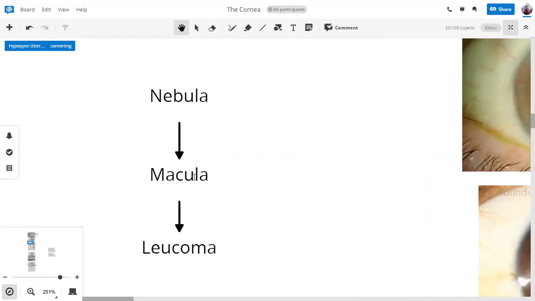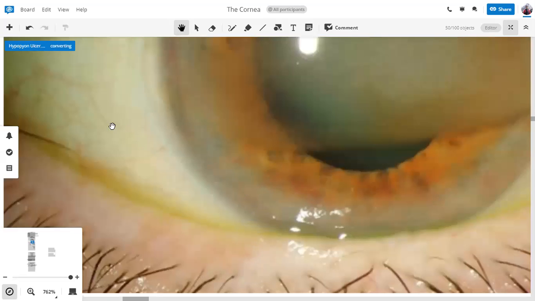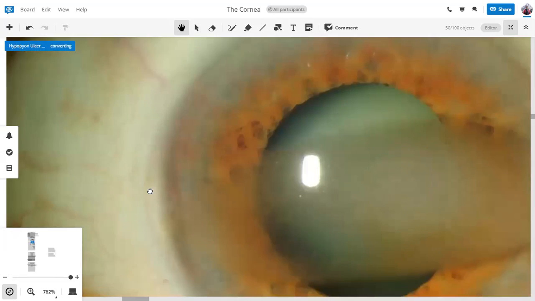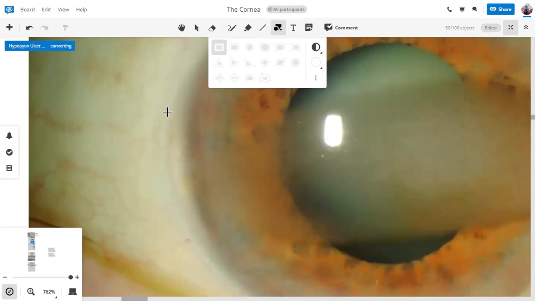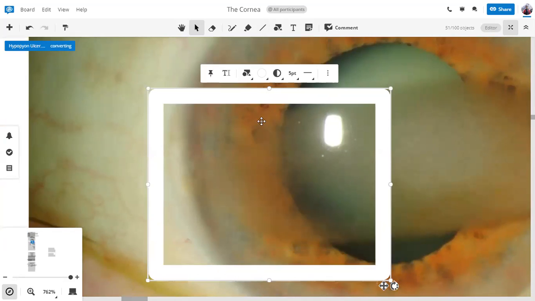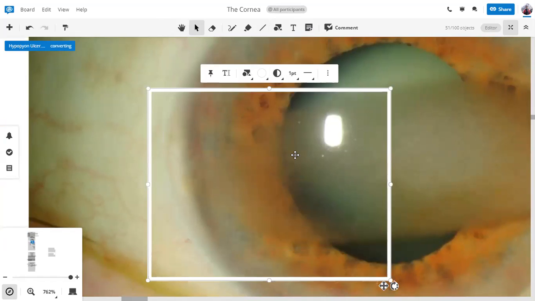The second degree is a macula. Right? Look at this picture. I want you to focus specifically on this point within this large square area. Can you appreciate a corneal opacity? Yes. Can you appreciate the details of the iris through this corneal opacity?